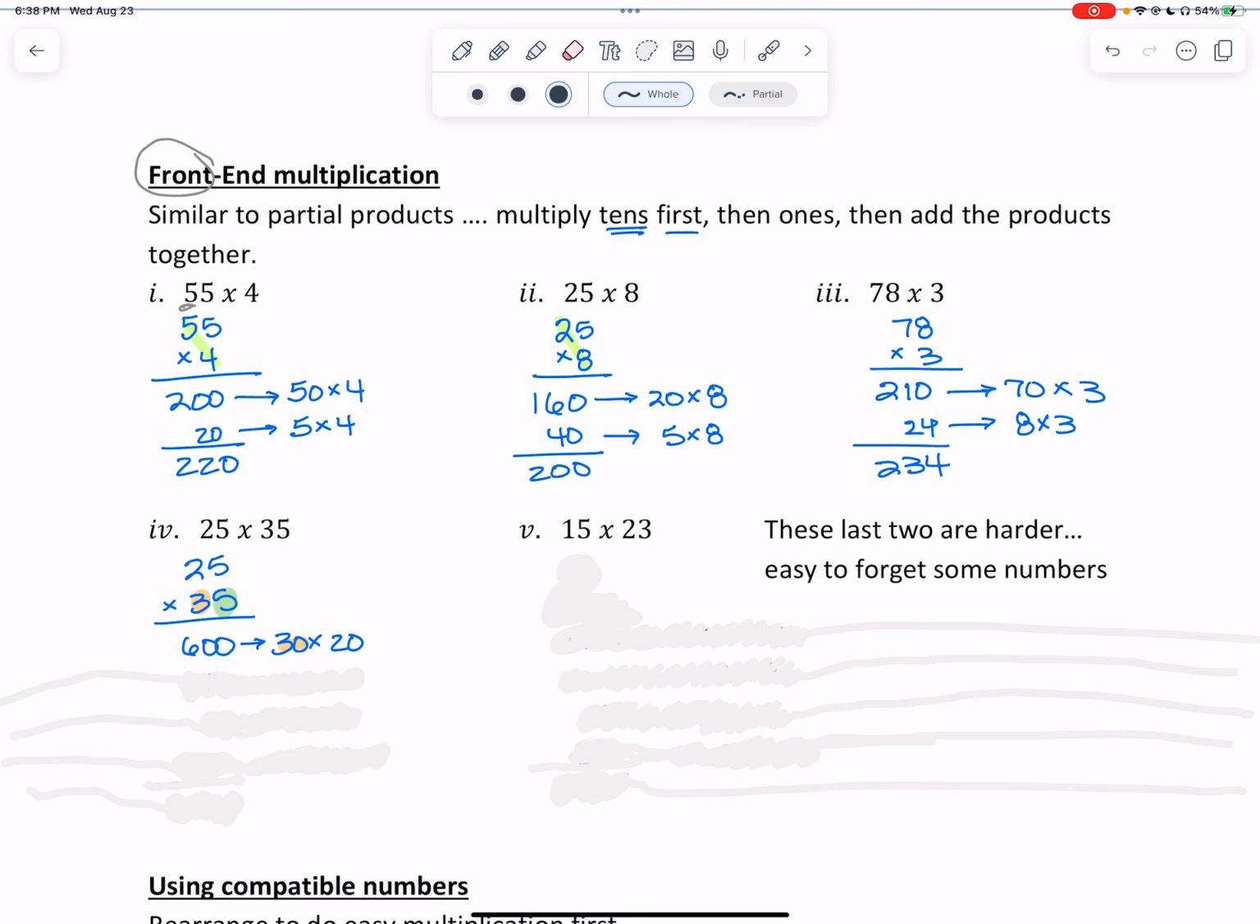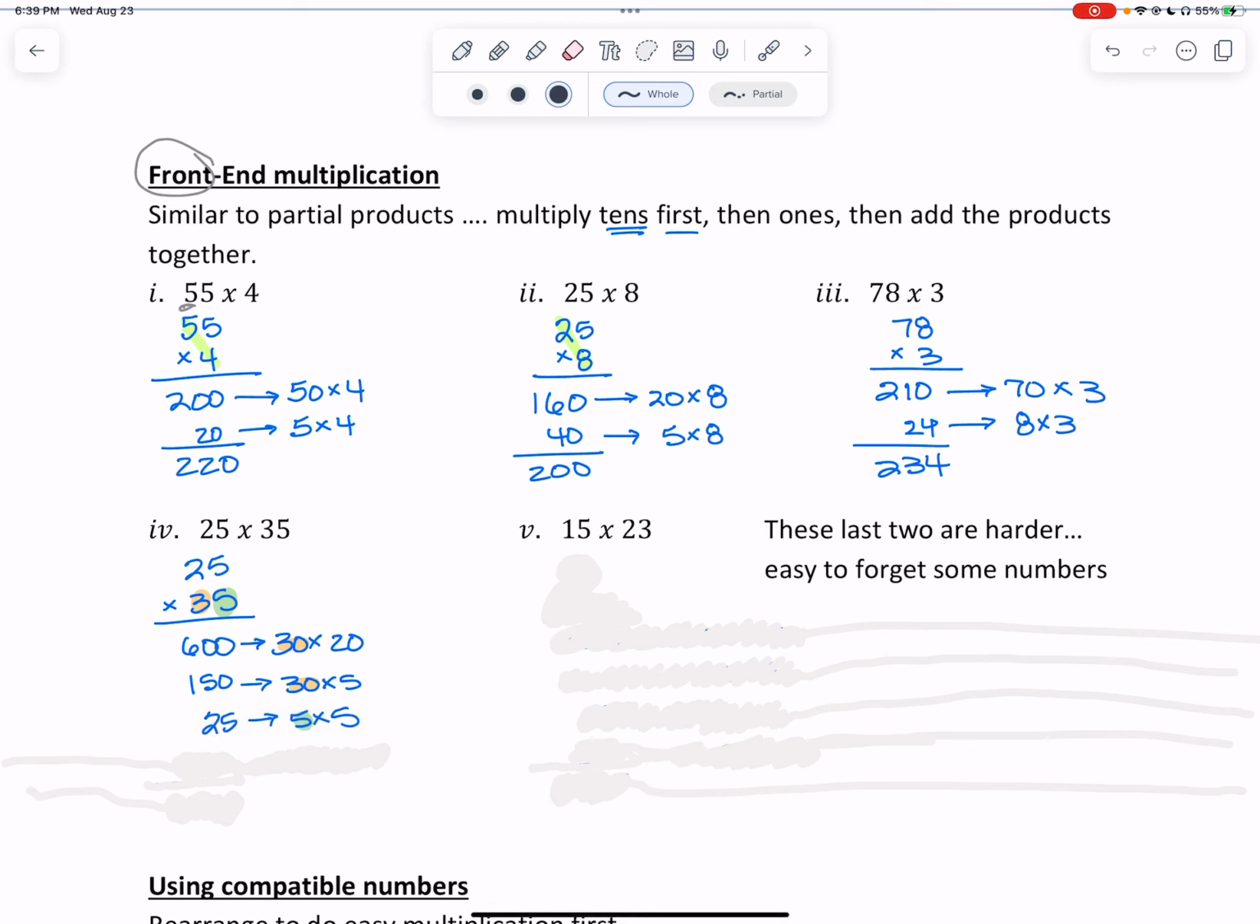Okay, so 30 times 20. So I did my tens first, both of the tens. 30 times 20. Now I'm going to do 30 times 5. Okay, so I'm doing my 30 first. So I did my tens first. Now I'm going to do the 5.